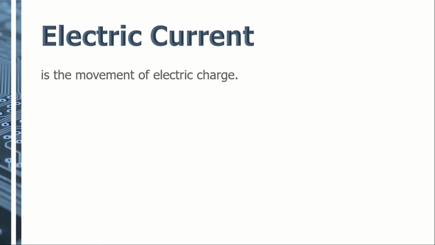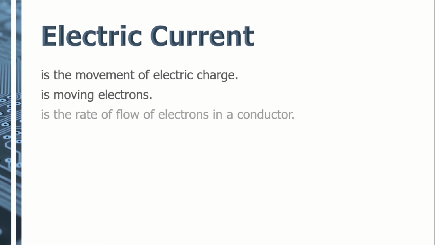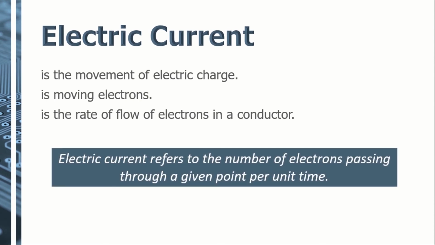The movement of electric charge is known as electric current. Therefore, any moving charged particles could constitute a current, but it is most commonly moving electrons. Electric current is the rate of flow of electrons in a conductor. Rate means a measure of quantity per unit time. Therefore, electric current can be defined as the number of electrons passing through a given point per unit time.